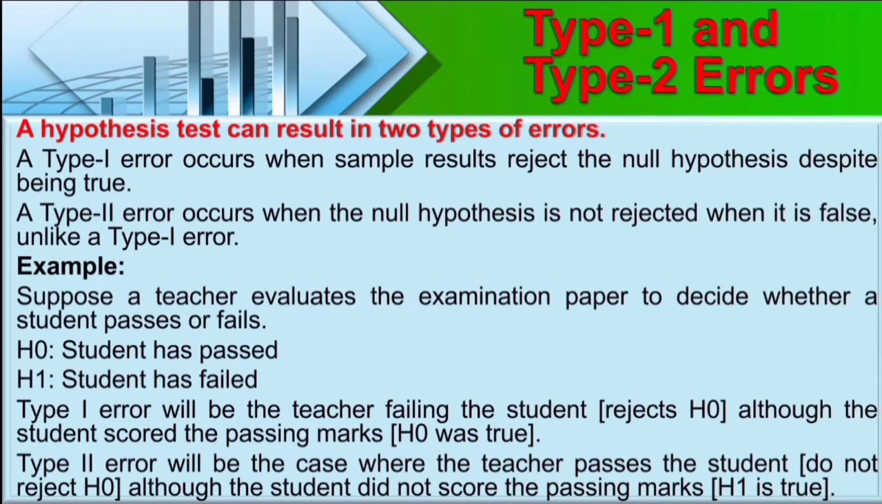Example. Suppose a teacher evaluates the examination paper to decide whether a student passes or fails. H0 then is student has passed and H1 student has failed. Type 1 error will be the teacher failing the student, rejecting H0, although the student scored the passing marks and H0 was true. Type 2 error will be the case where the teacher passes the student, do not reject H0, although the student did not score the passing marks and H1 is true.